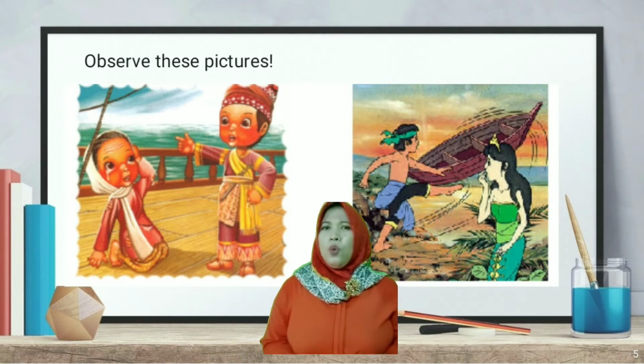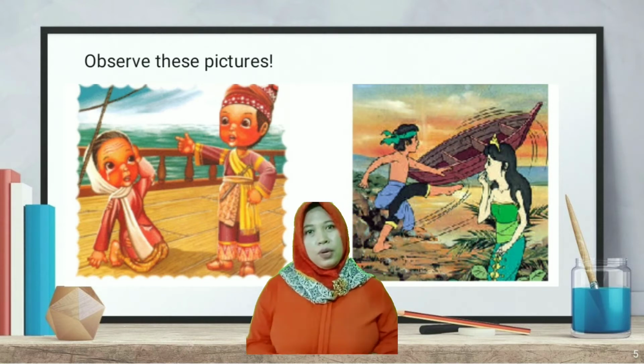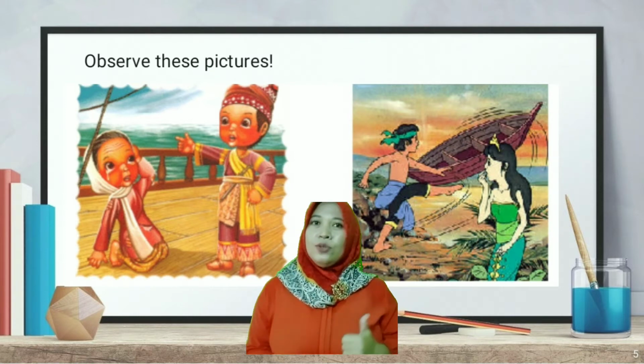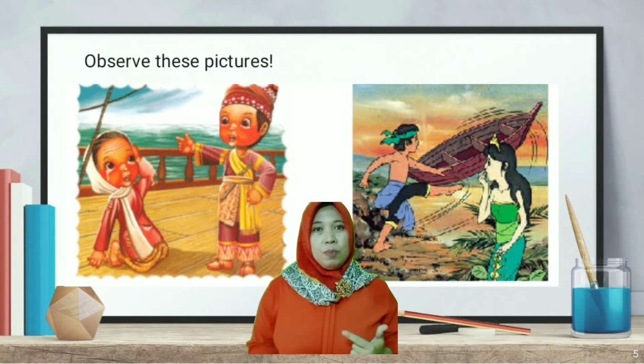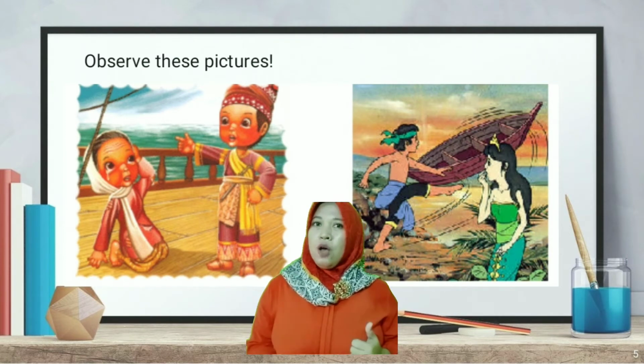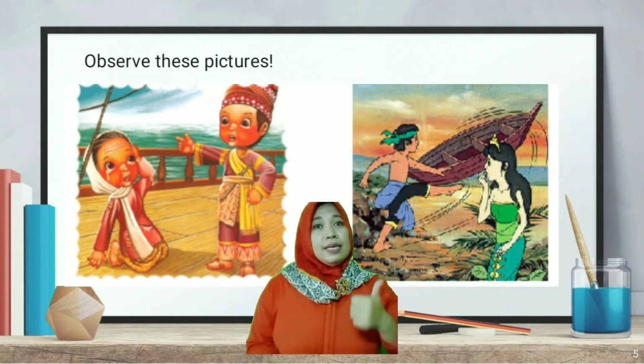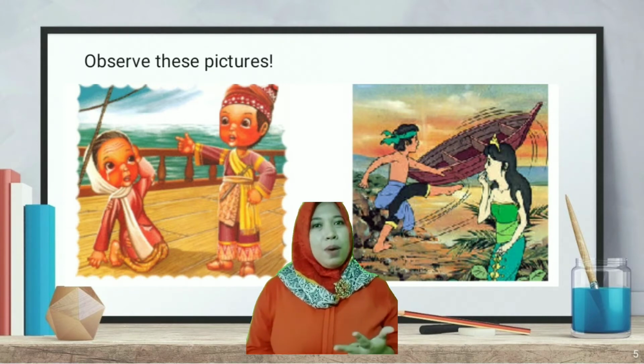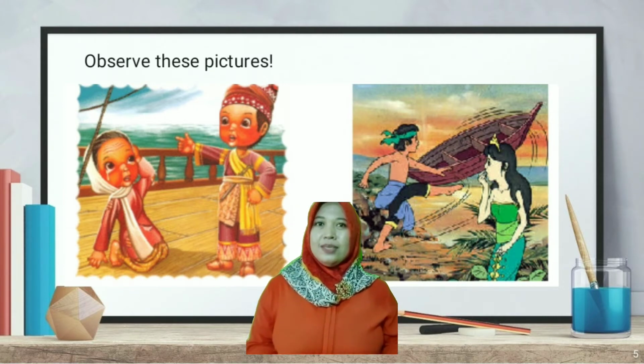Okay, what about the characters of the story? Could you tell me? Good answer. From the story Malin Kundang, the characters are Malin Kundang and his mother. What about The Legend of Tangkuban Perahu? The characters are Sangkuriang and then Dayang Sumbi, and the last one is Tumang. Okay, good.